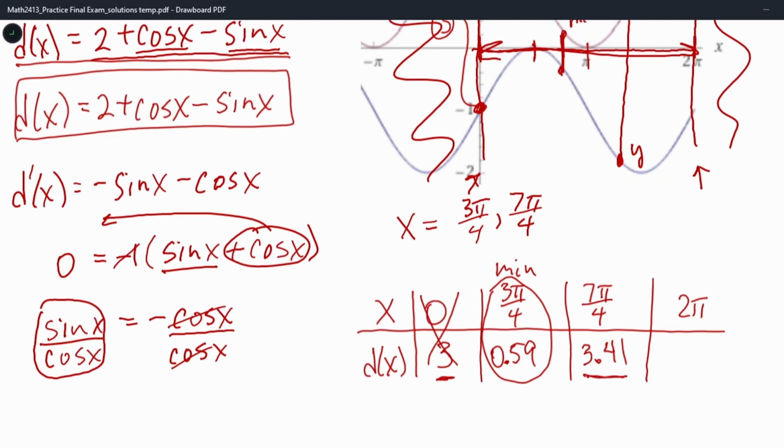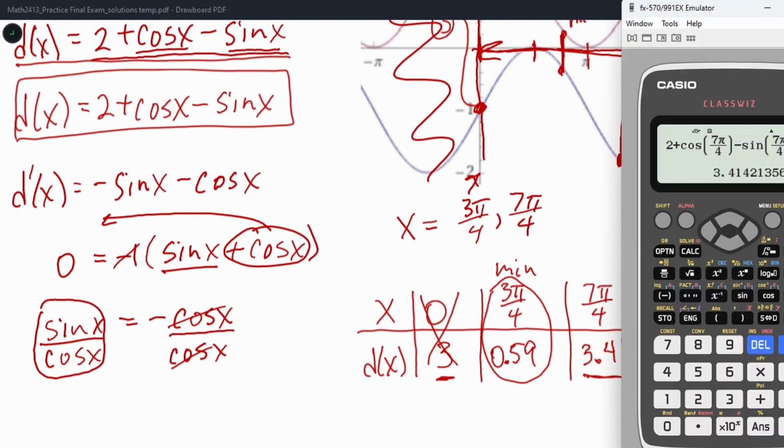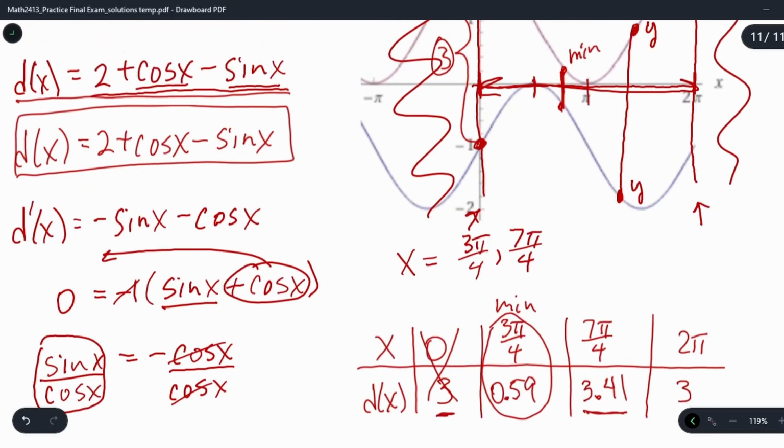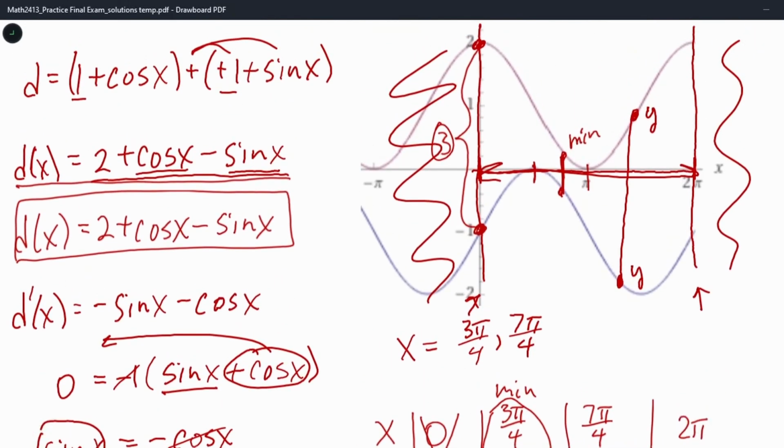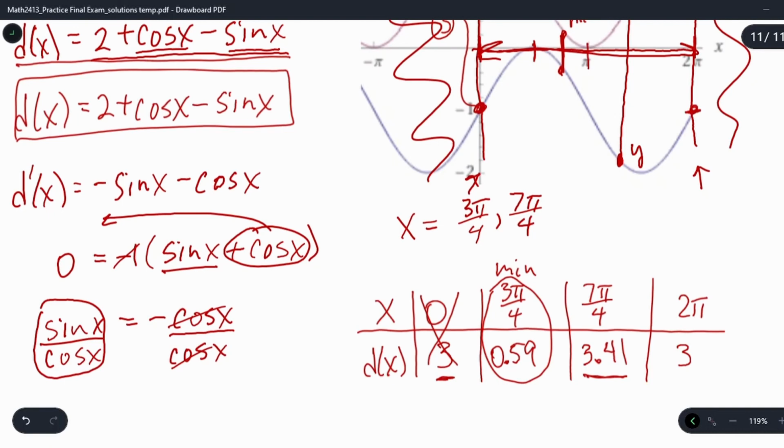And then we need to check our last endpoint to see if that is bigger than 3.41. And the value we get at this endpoint is 3, which is not bigger. But that also shouldn't be any surprise since the period for these waves is 2 pi. We're going to get the same distance at 2 pi as we have at 0.